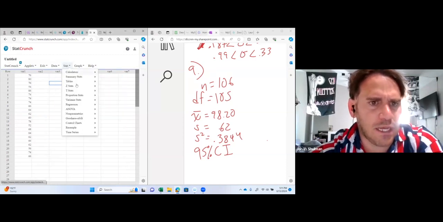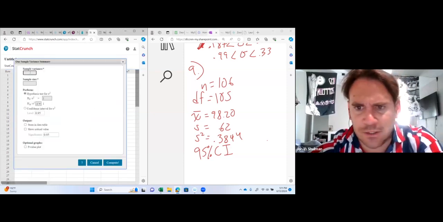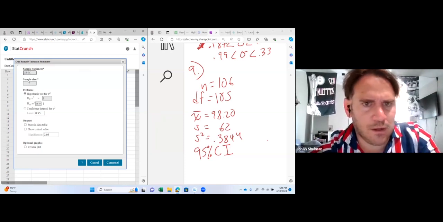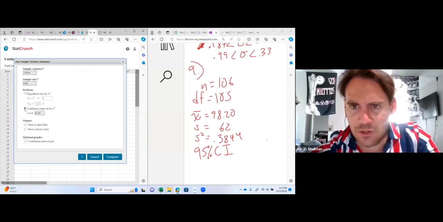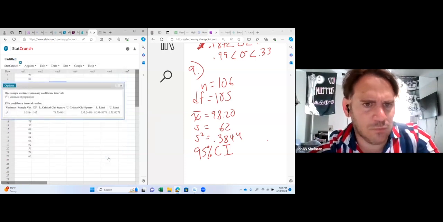So I'm going to go to stat, variance stats, one sample. Our sample variance, we just found it was 0.3844. Our sample size is 106. We're going to perform a confidence interval of 0.95. We want the critical value. We're going to click compute.